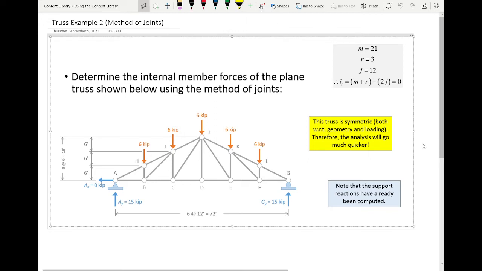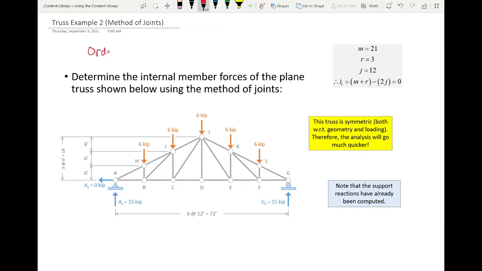Okay. Now, let me go ahead and just say something right off the bat. We're not going to finish this truss today. And that's okay. This is just practice, okay? You can obviously finish it on your own. What I want to do before we begin is chart out the order in which we're going to do this problem. Let me give you an example of what I mean by that.